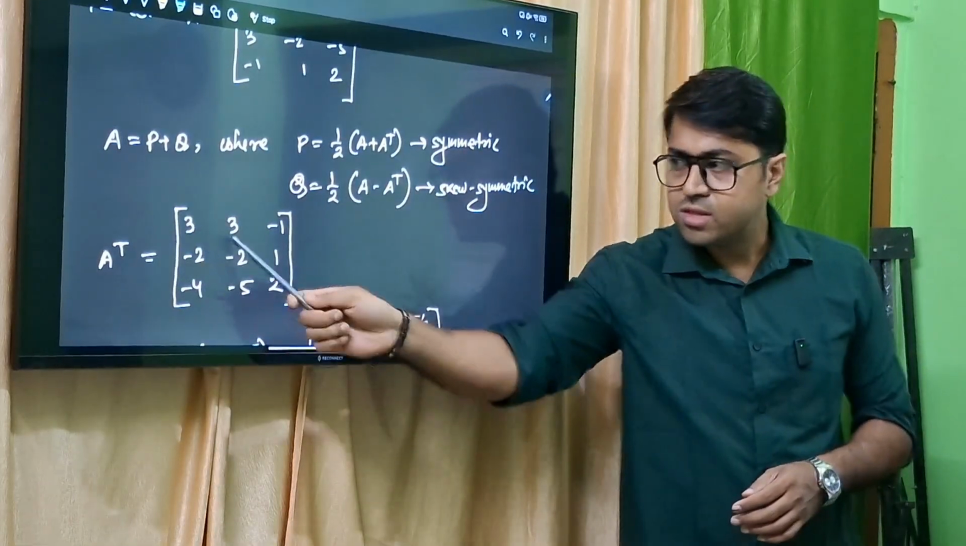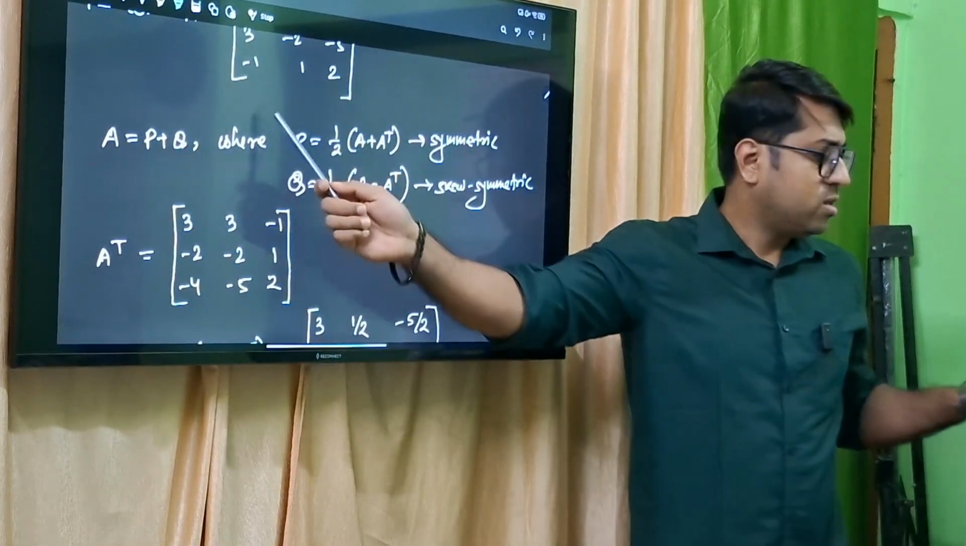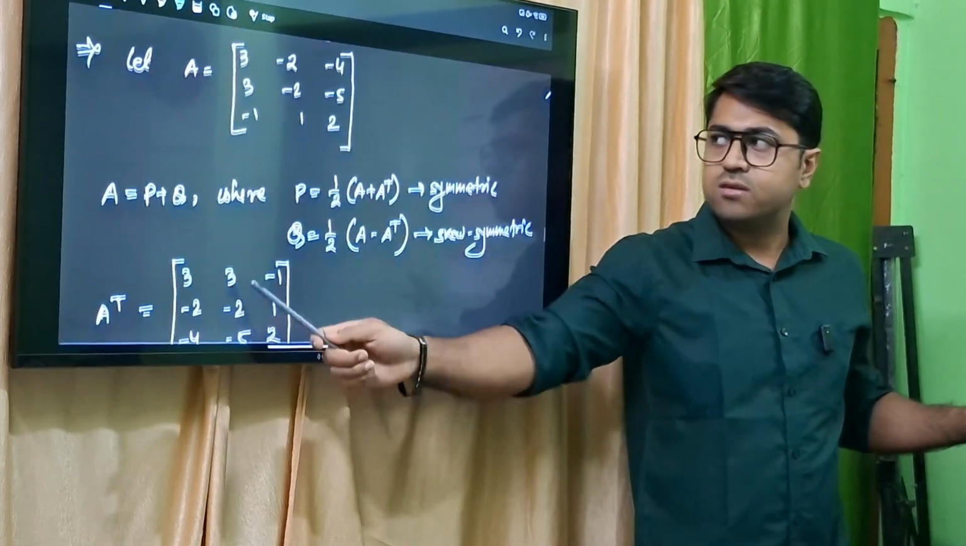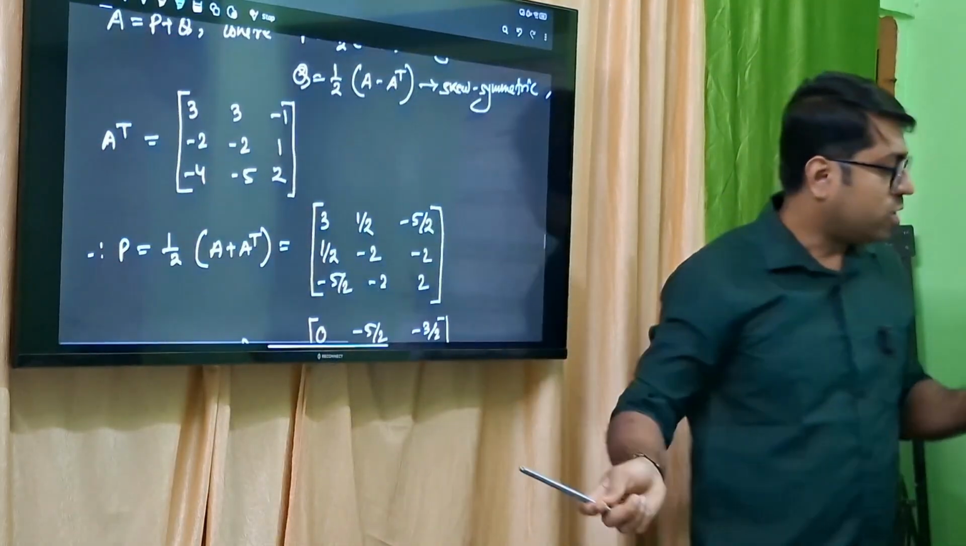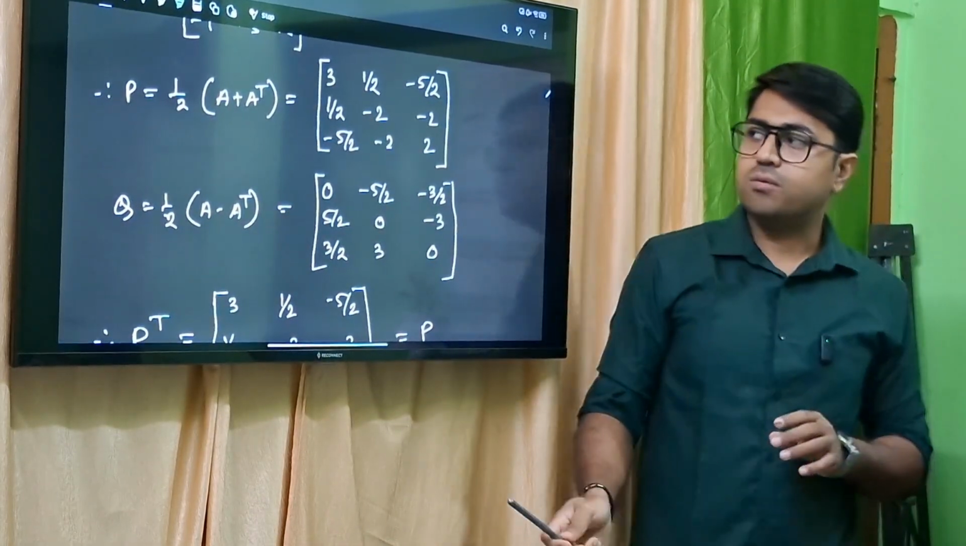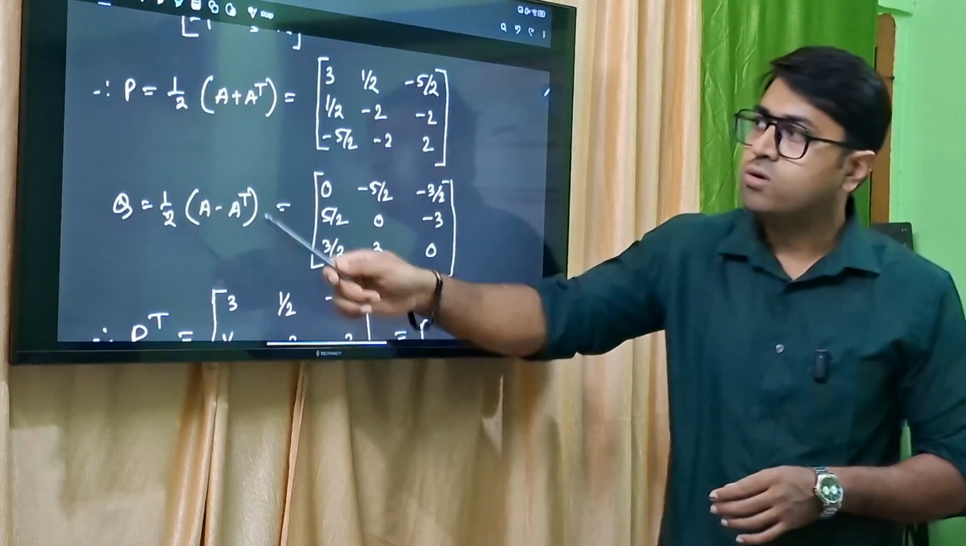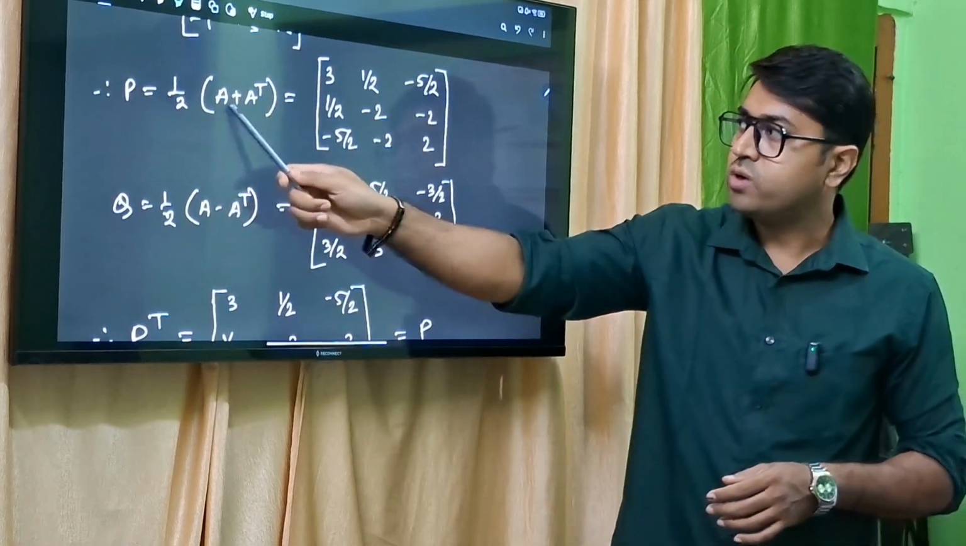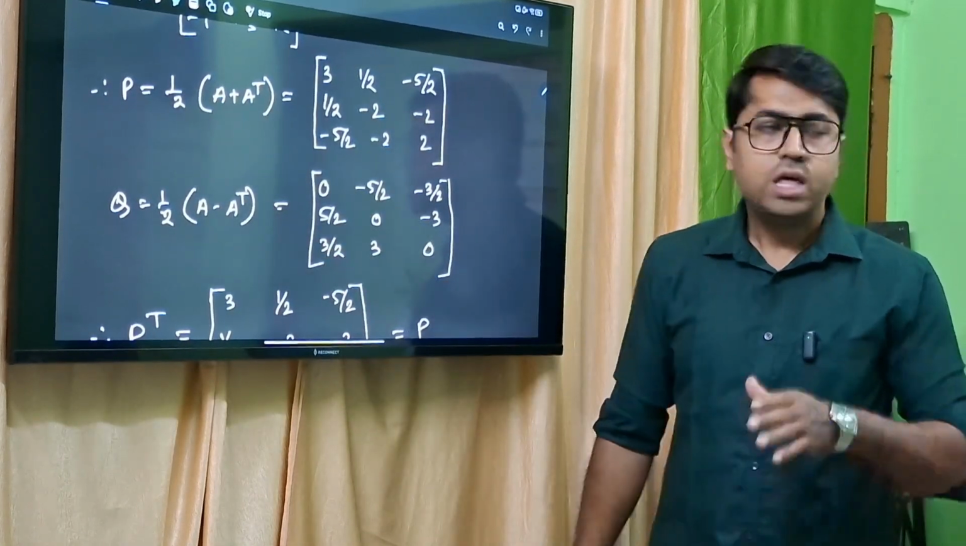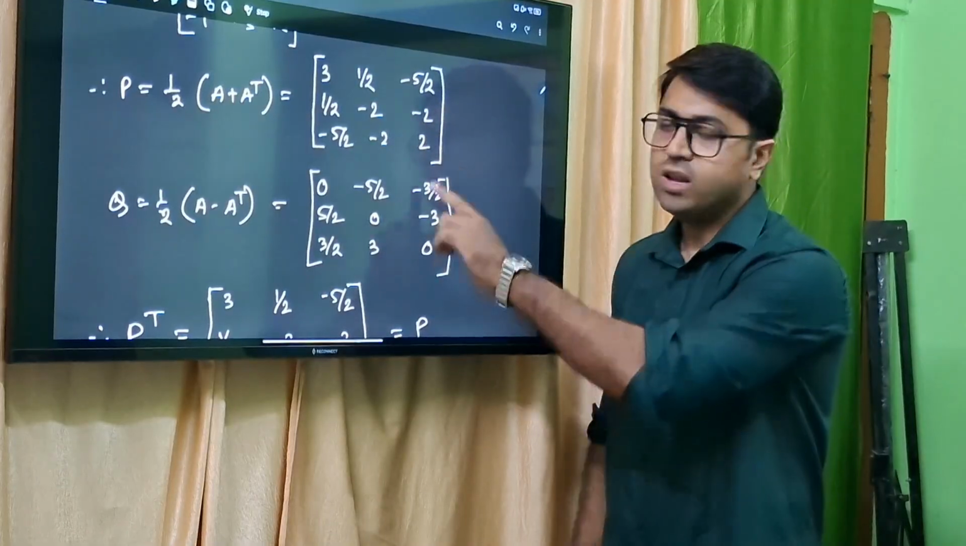So A transpose means the transpose of the matrix A, which you can get by shifting the rows into columns. After taking the A transpose, I will find the value of P and the value of Q by calculating these two matrices: half into A plus A transpose, half into A minus A transpose. After the calculation, you will see that these two will come.